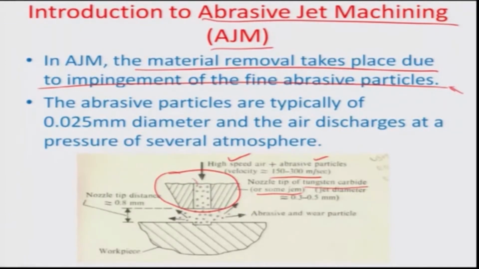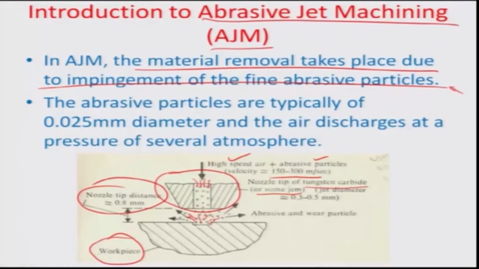The way that it emanates out from the nozzle is a combination of the high speed air and the abrasive particles, and these particles are thrown at a certain nozzle tip distance, which is about 800 microns, to the machined surface. These abrasive particles come out and generate mechanical action on the workpiece surface, which results in brittle fracture of the surface.